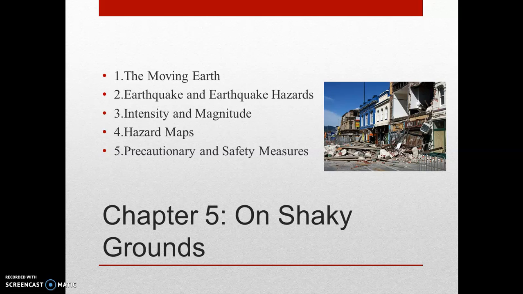This chapter talks about the earthquake and how the earth moves. And also we are going to discuss earthquakes and earthquake hazards under this chapter. We are also going to differentiate intensity and magnitude and discuss the hazard maps. And lastly, we are going to discuss how we can prepare before, during, and after an earthquake, and the precautionary and safety measures in earthquakes.